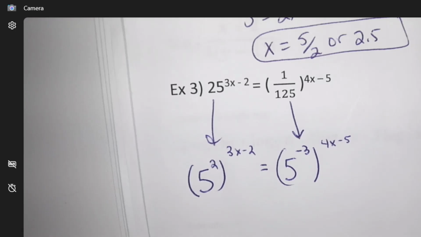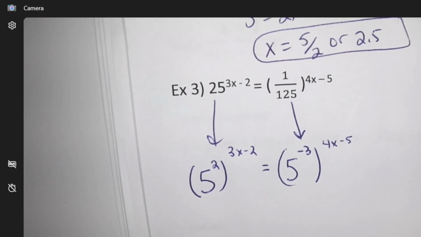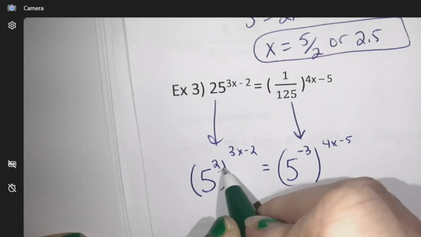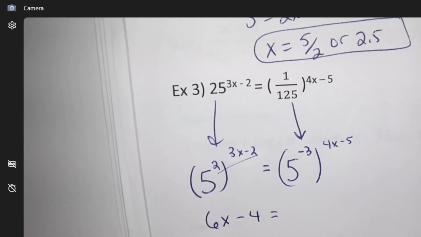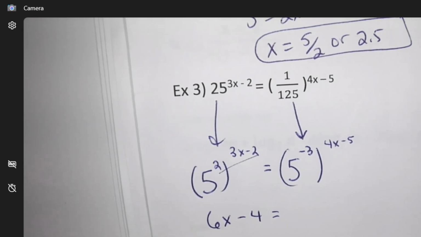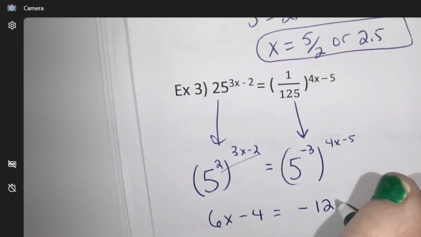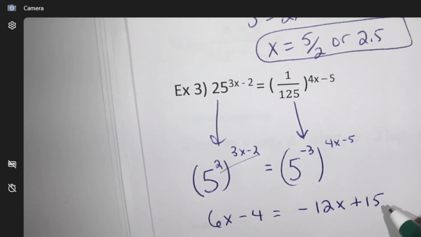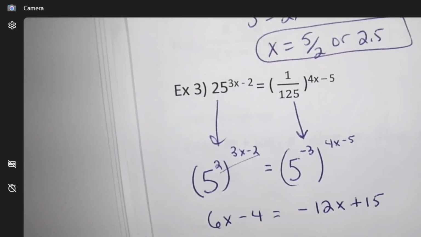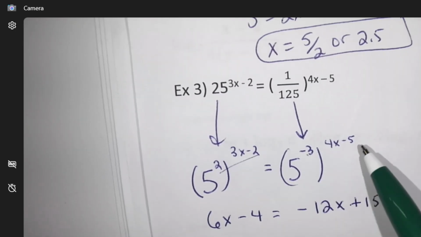Okay, now equality rule. The bases are the same, 5 and 5. Thus, exponent equals exponent. If you're okay, I'm going to drop the bases right now. So as I multiply 6x minus 4, is that exponent? Negative 12x, don't forget to plus 15. Can you see how easy it would be to forget that? Negative 3 times negative 5.